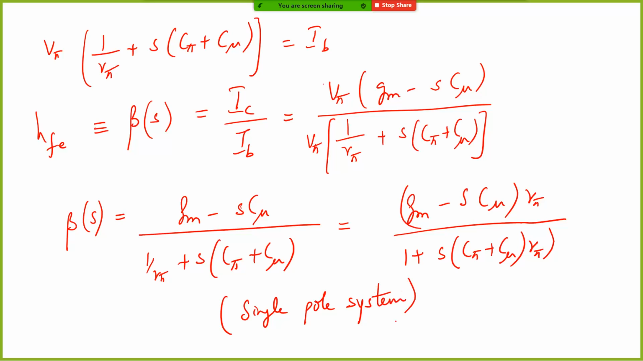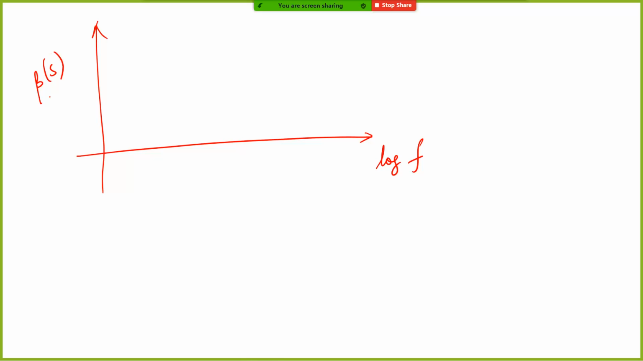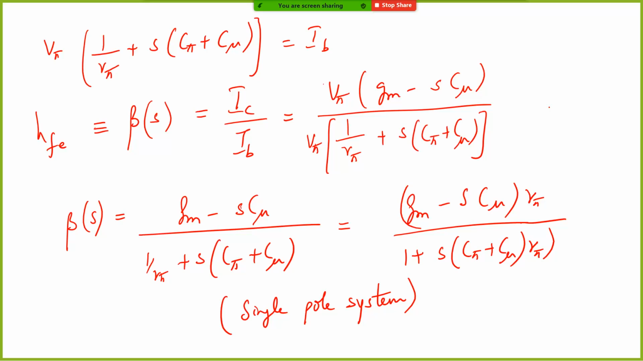Okay. Now you can recall the stuff that you have done in your Laplace transforms and the frequency domain analysis part of network analysis, right? So for this, what will be the frequency domain, the magnitude response? Let's say this is a log of F. How will beta of S be? Can you first qualitatively tell how it will look? Like a low pass filter. Exactly. This will look like a low pass filter.